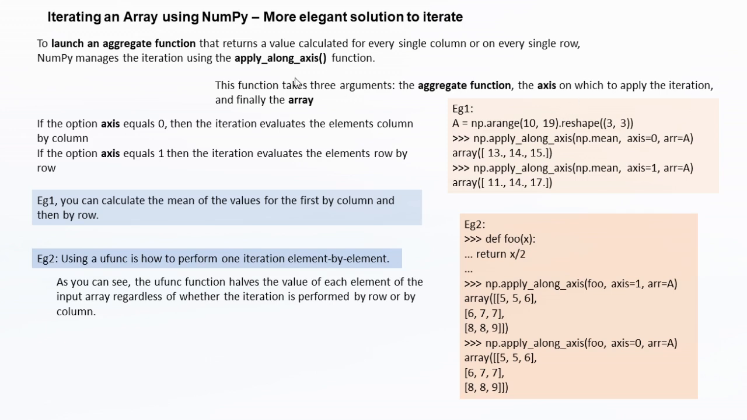Now there is a very important function for iteration, which we call the apply_along_axis function. Now when do we use this function? This is a function which is there in NumPy. We can use this function when we want to launch an aggregate function or a universal function, or maybe your own function, for iteration through the arrays.